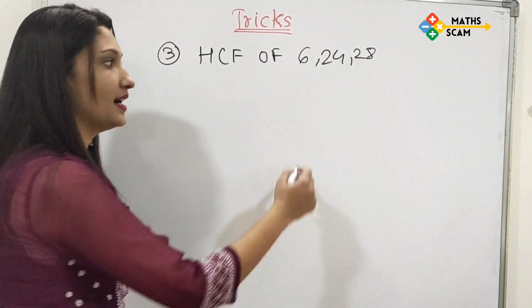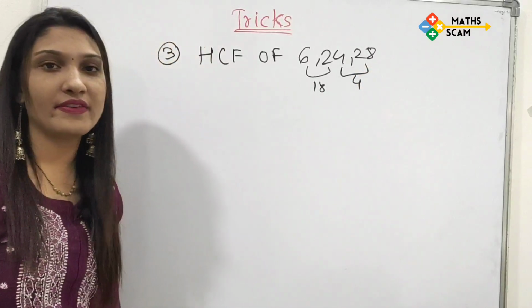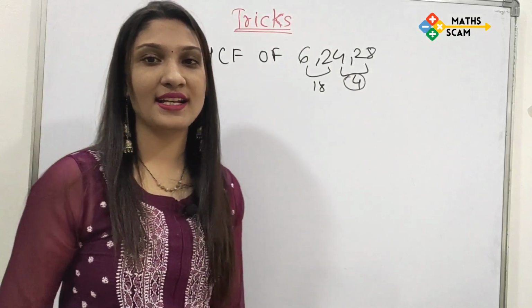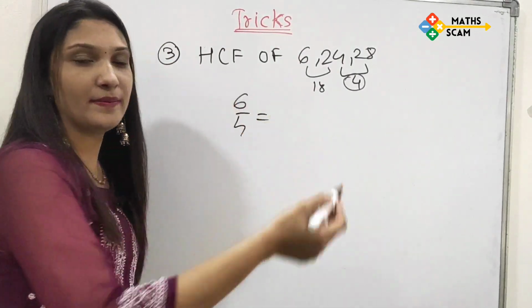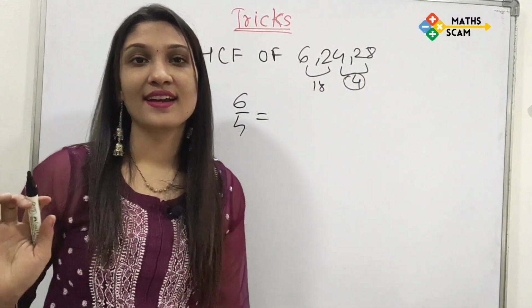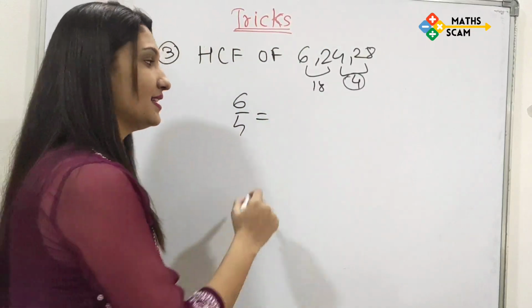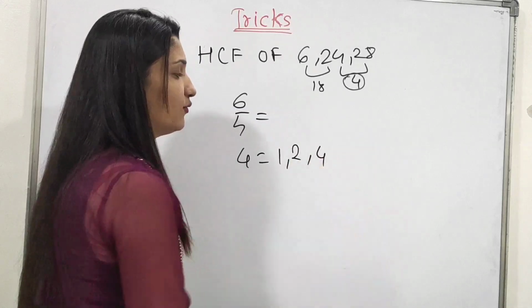Now differences are 18 and 4. Least difference is 4. But can 4 divide all the numbers in exact number? 6 divided by 4, it will be in decimal. So it is not the HCF of these numbers. So what we need to do is find factors of 4. So factors of 4 are 1, 2, 4.